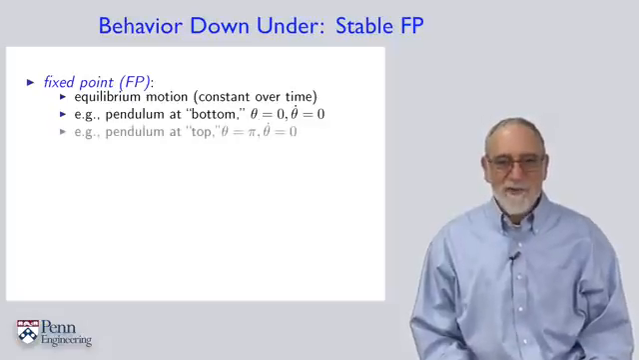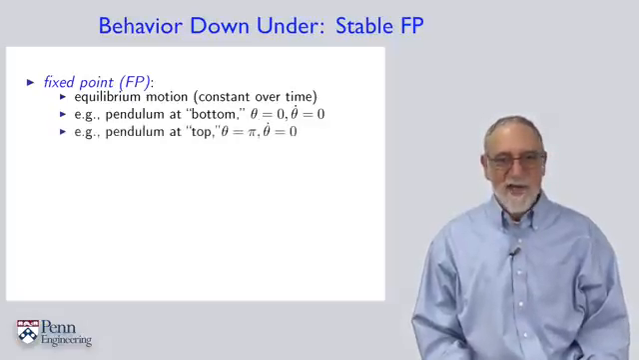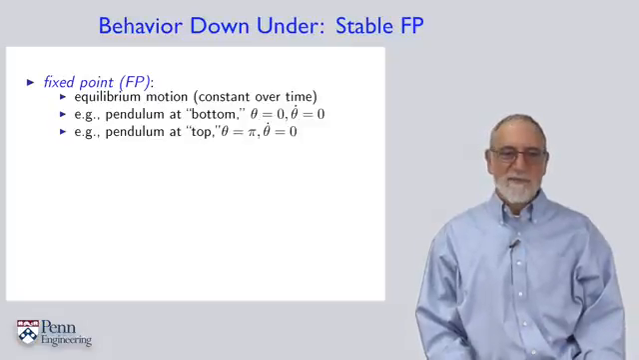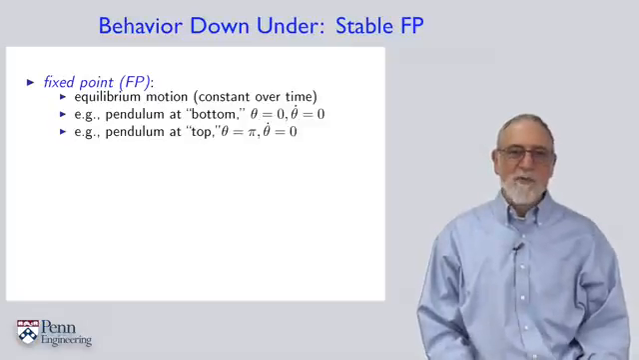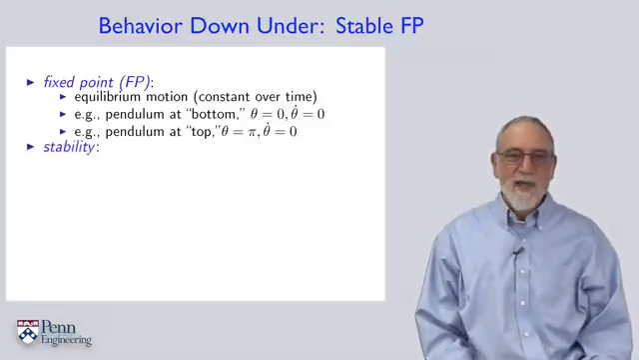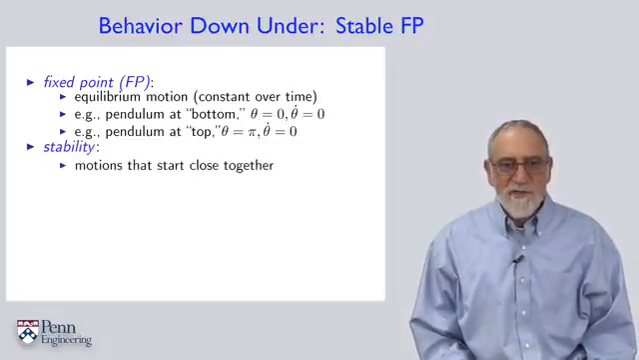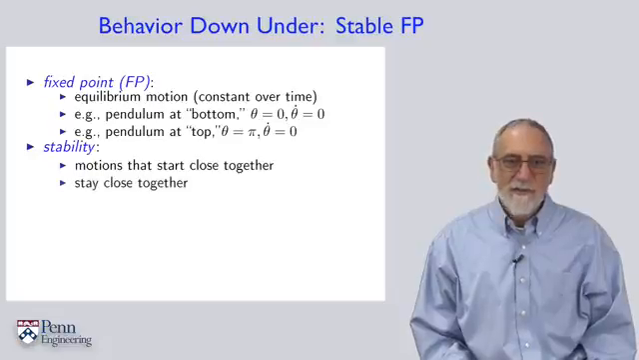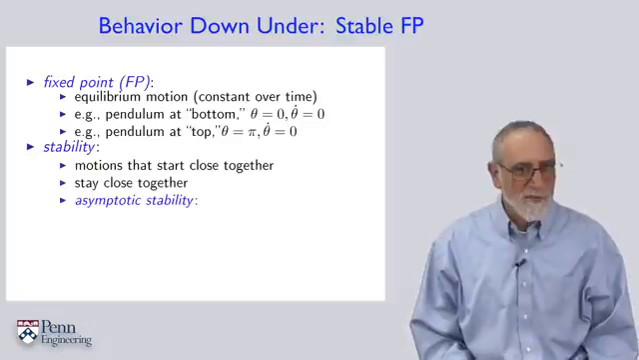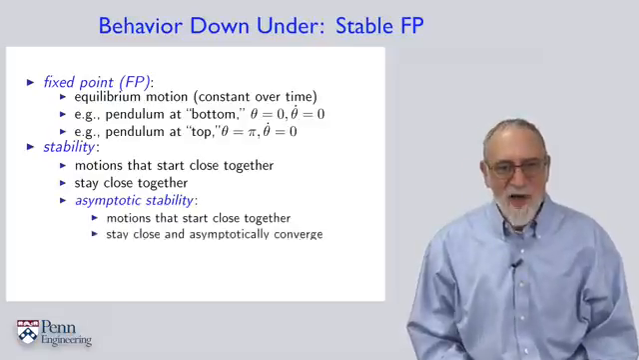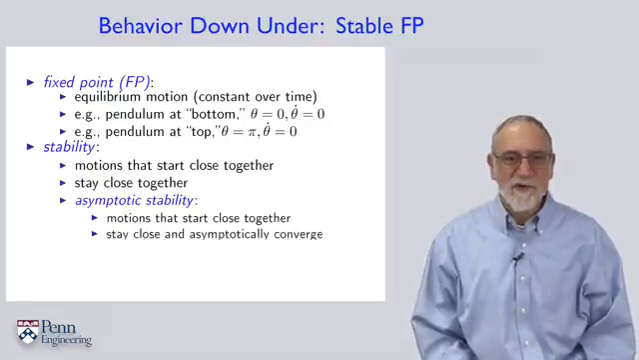The pendulum at the top, where theta is equal to pi and theta dot is equal to 0, is also a fixed point, but we'll show it's unstable. First, let's define what we mean by stability. Stability is the notion that motions that start close together should stay close together. Asymptotic stability, which is even more important to us, adds the notion that motions that start close together not only stay close together, but actually come asymptotically closer and closer until they converge.